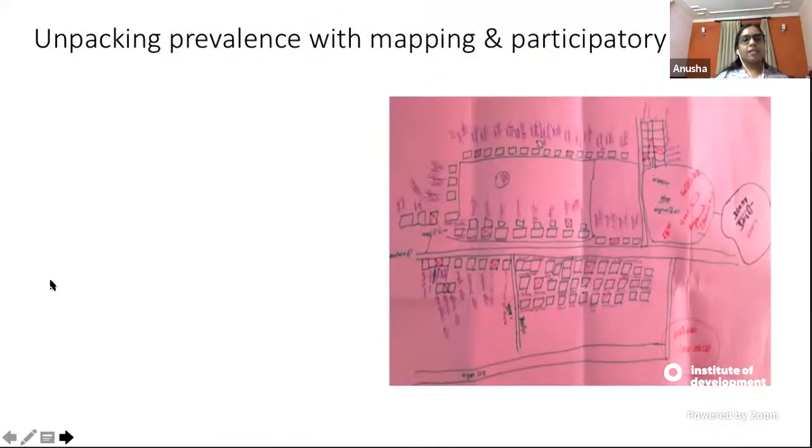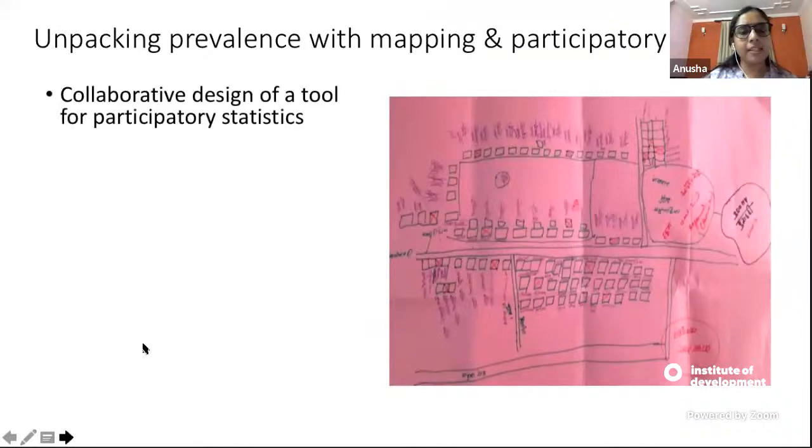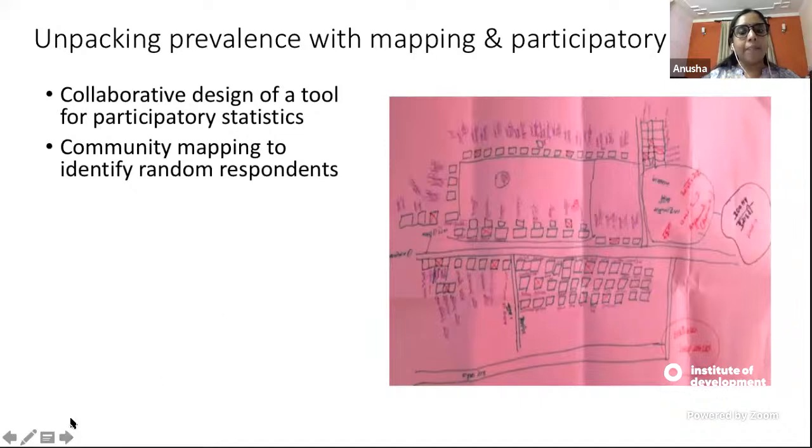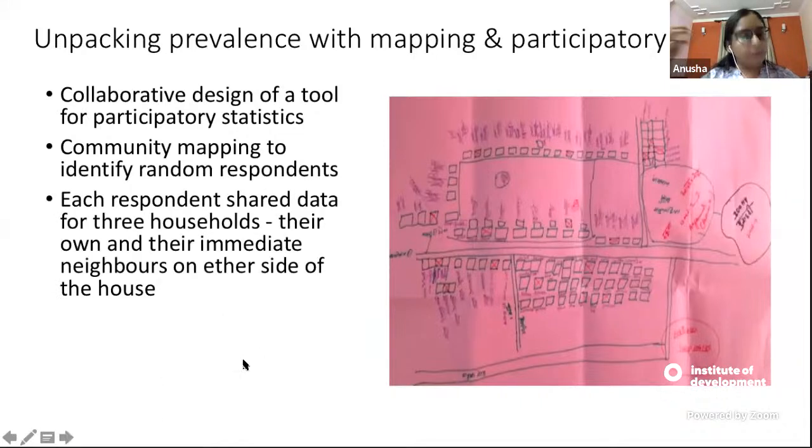As far as the prevalence tool that we spoke about, the participatory statistics was the pictorial tool that was developed. The first step of this exercise was a community mapping done by the frontline organizations in the communities selected for this engagement, mainly to randomly identify respondents who could be part of this process, and also to understand what services are available to these communities in terms of health, education, etc.